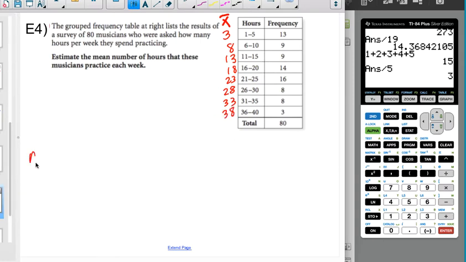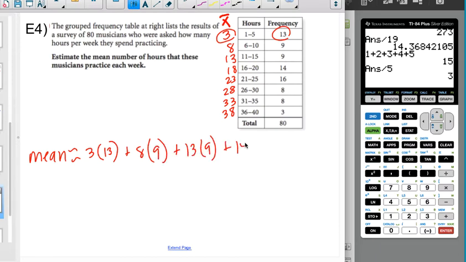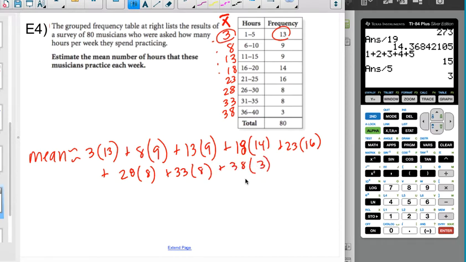So that means that my mean is going to be approximately, and then I'm going to take this mean times the total number of hours. So 3 times the 13 times the total frequency. So this mean times the total frequency. So 8 times the 9 plus the 13 times the 14, plus the 18 times the 14, right? So this one, this one, this one, this one, plus the 23 times the 16, plus the 28 times the 8 plus a 33 times an 8 plus a 38 times a 3, all of that is going to be over the total of 80 musicians, but that's kind of a mess.